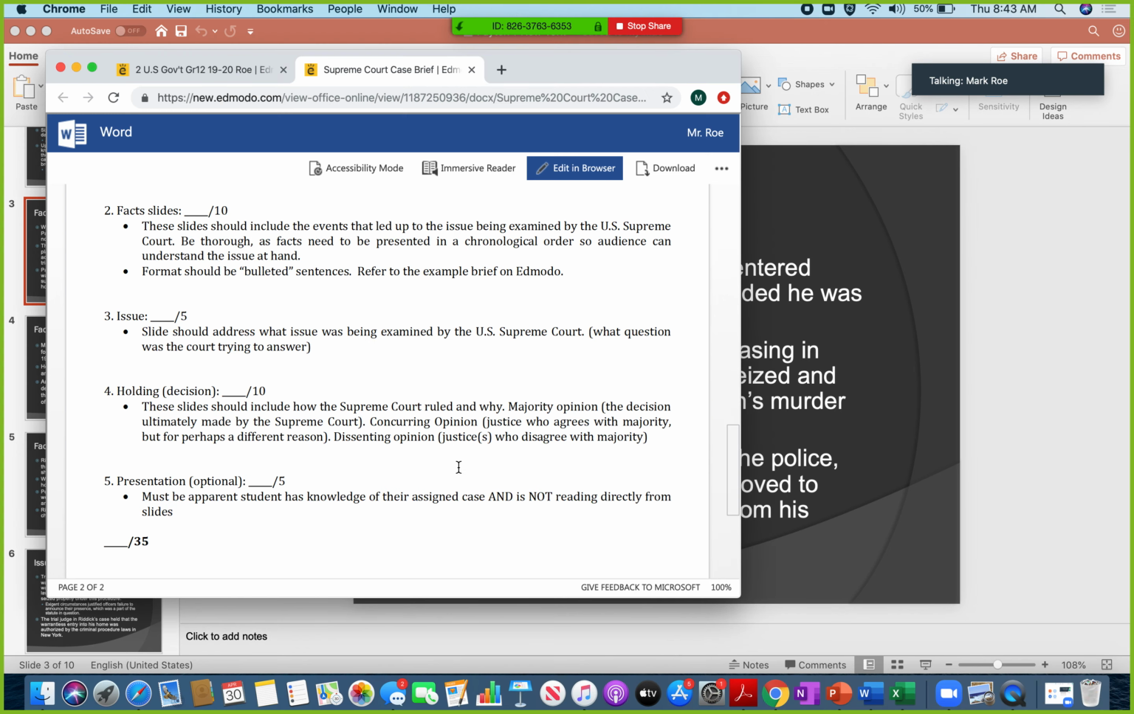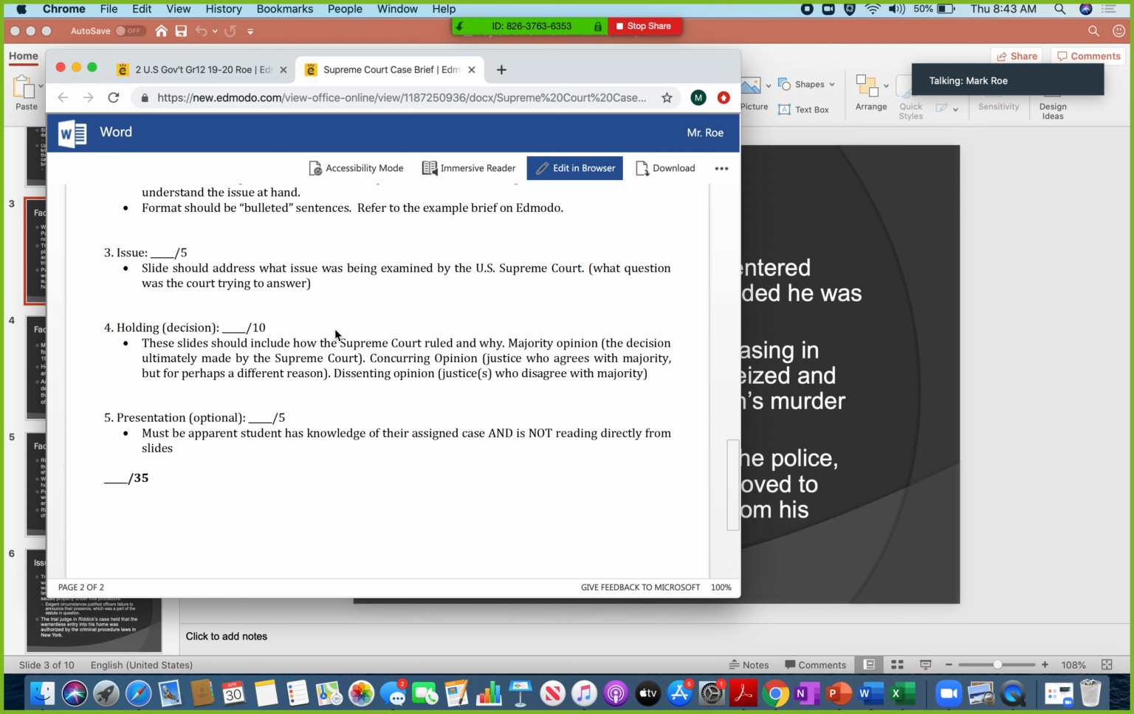All right. The next part of this is the issue. So the Supreme Court, seniors, with any case that they take, they're trying to answer what the issue is. Okay, so in this case, we know that the issue has to do with searches and warrants. Okay, so my issue slide and your guys' issue slide, it can literally be one slide. Okay, but on your issue slide, you should address what issue is being examined by the U.S. Supreme Court, or in other words, what question was the court trying to answer.